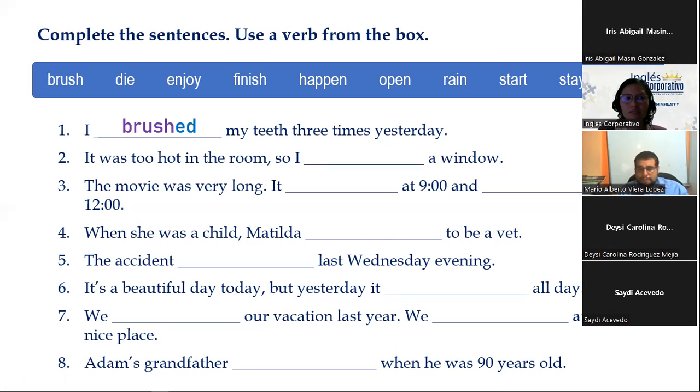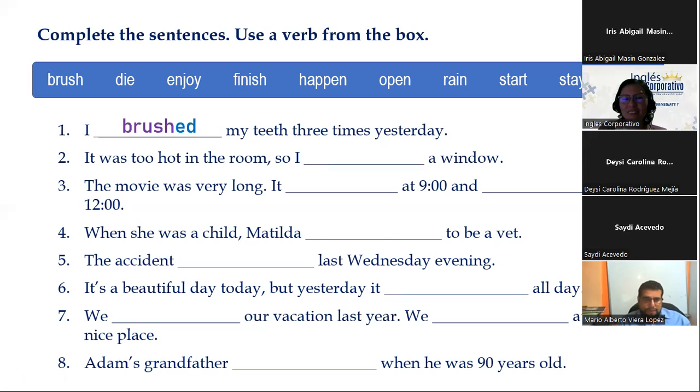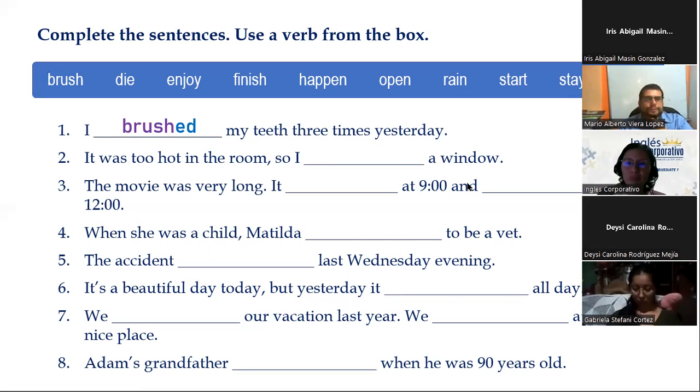What about number two? Yes, Iris. Good night. Bueno, en este caso es good evening, perdón. Es good evening, el saludo, good night, la despedida. Sí. Ya se está despidiendo, right? Okay. Sí. Lo siento, I'm sorry. It was too hot in the room, so I opened a window. Very good, I opened a window. Thank you so much. Very kind, Iris.